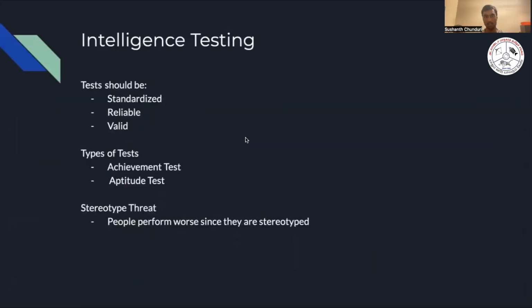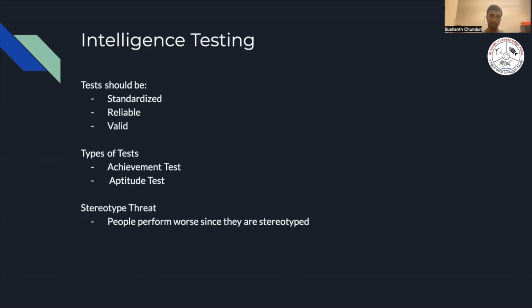So, intelligence testing. When testing for intelligence, tests should be standardized, reliable, and valid. Standardized essentially means every single person that takes this should get the score that they deserve. Reliable means that the score it predicts is the same every time, and valid means it measures what it's supposed to be measuring. If I'm taking a test about math and it measures my English skill, then it's obviously not measuring what it's supposed to measure.